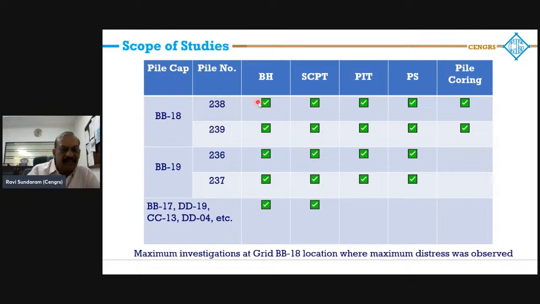In BB18, we did boreholes, static cone penetration tests, pile integrity tests, parallel seismic tests, as well as coring of all the piles. In BB19, the distress was less. Pile coring was not done, but other tests were done. In the adjoining groups, we only did some boreholes and some cone penetration tests. Maximum investigation, as I told you, was in BB18, because that is where the maximum distress was observed.